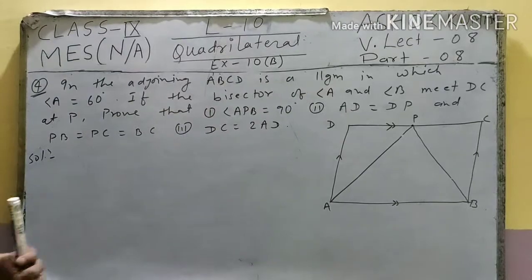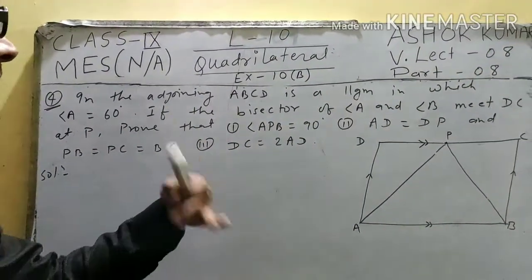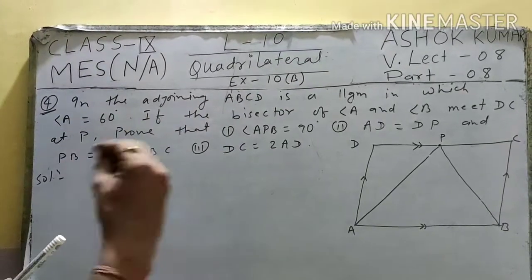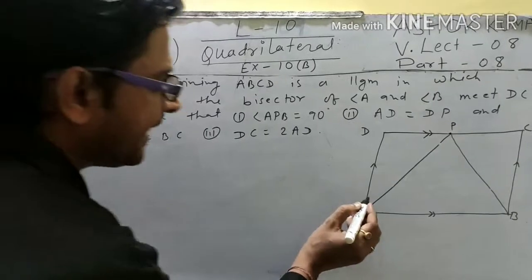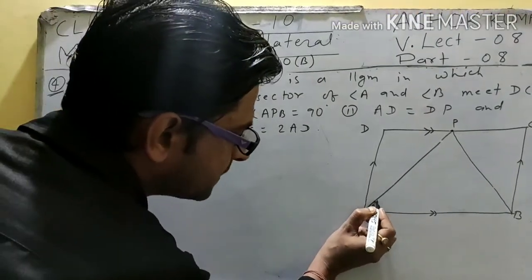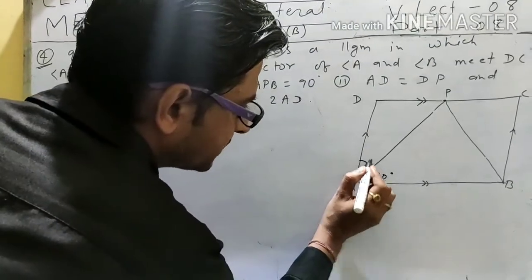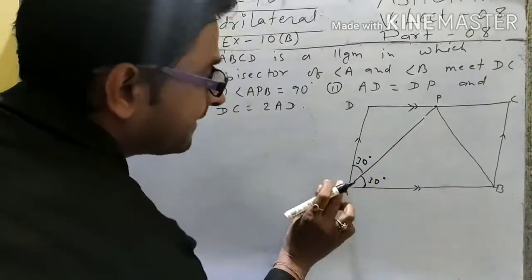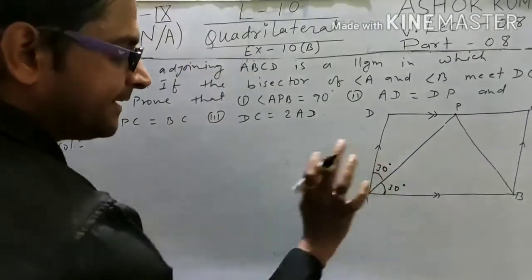First of all, student, you have to make all the angles. How to find the angles? Look at here, one by one, step by step I will explain. Angle A is equal to 60 degree. That means this angle is 30 degree and this angle is also 30 degree, because here it is written AP is the bisector of angle A. So this angle is 30 degree, this angle is 30 degree.